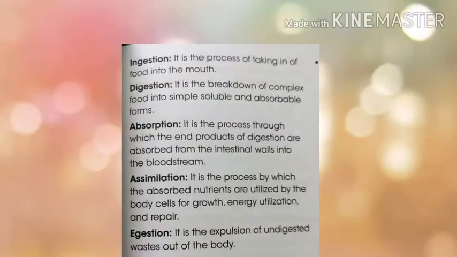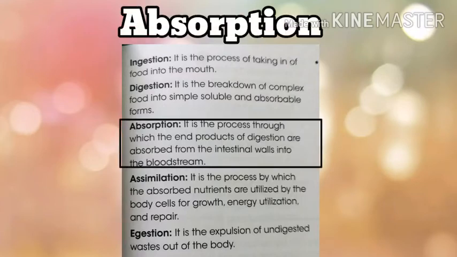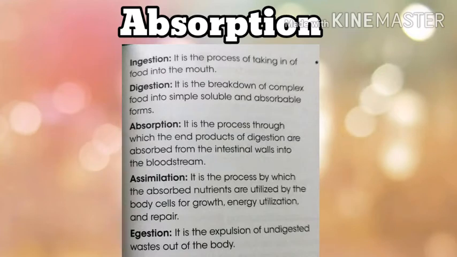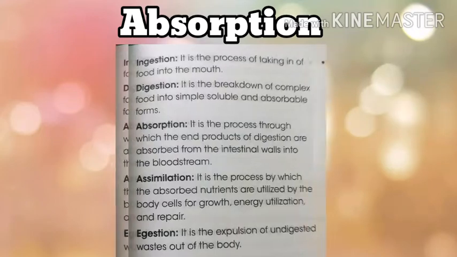So the first 2 steps of nutrition are over, that is ingestion and digestion. The third step of nutrition is absorption. Absorption is the process through which the end products, that is glucose, amino acids, fatty acids and glycerol, are absorbed from the intestine into the blood. Let's see how the absorption takes place in the small intestine.